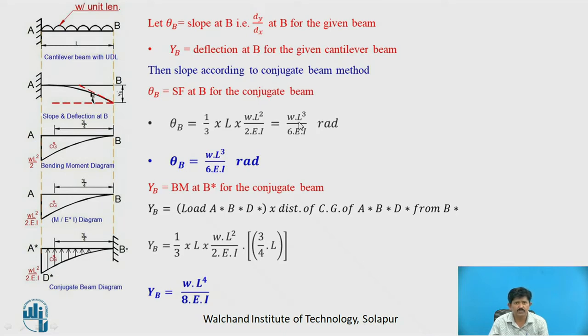So it will be equal to WL cube upon 6 EI radians. So theta B is equal to WL cube divided by 6 EI radians. Now YB is the bending moment at B star for the conjugate beam.